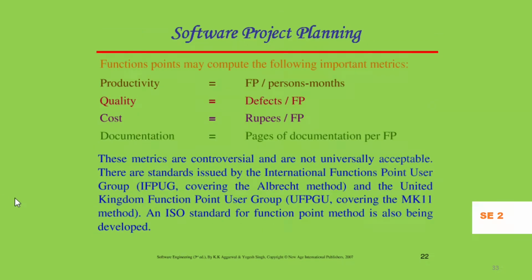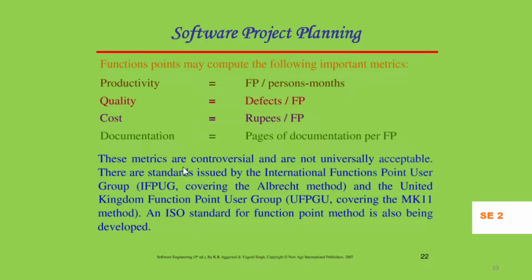Okay. Function point may compute the following important metrics. Ano yung pwede niyang makompute? Productivity, quality, cost, and documentation. Productivity is equal to function point over person-months. Quality is equal to defects over function point. Cost, sabi dito rupees kasi, pero let's say peso or amount, divided by function point. Documentation is equal to pages of documentation per function point or FP.